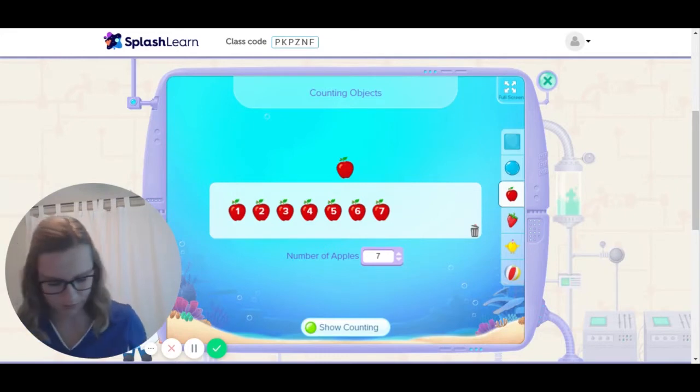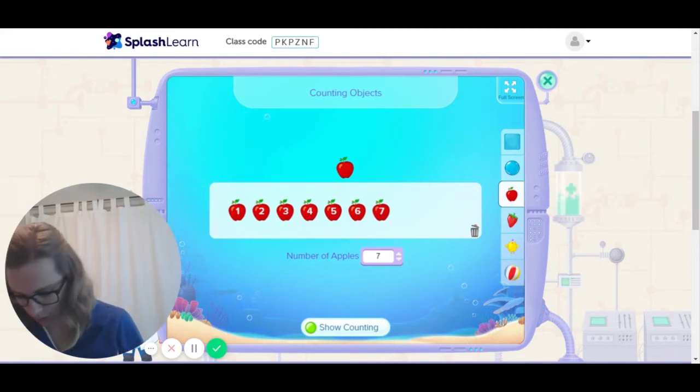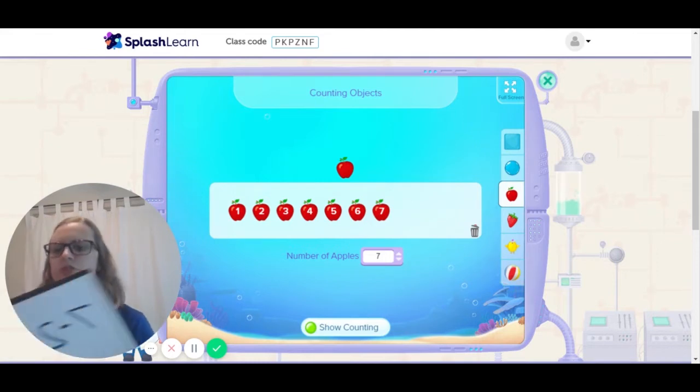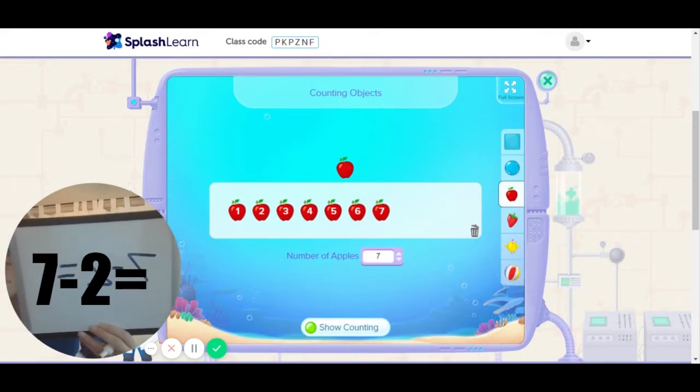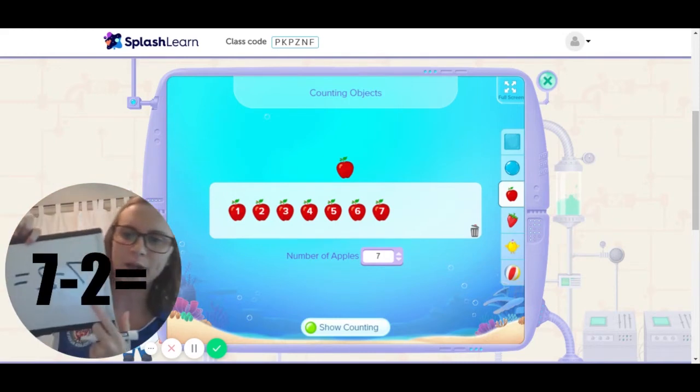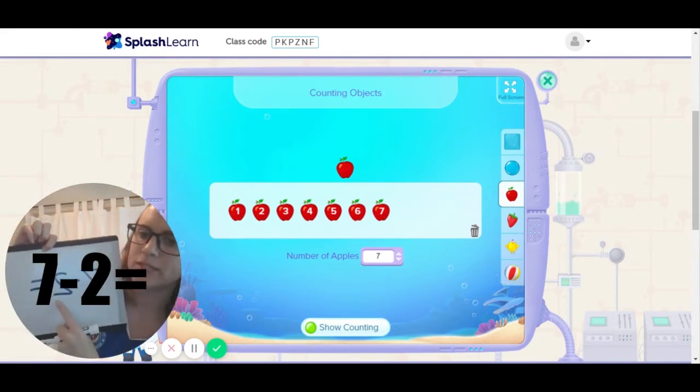And for our next problem, we're just going to leave that 7 up because I want to find out what 7 minus 2 equals. We're going to find out what 7 minus 2 equals. 7 minus 2. So go ahead and write this down. And so I have 7 apples, and I need to take away how many? 2. I need to take away 2 apples.